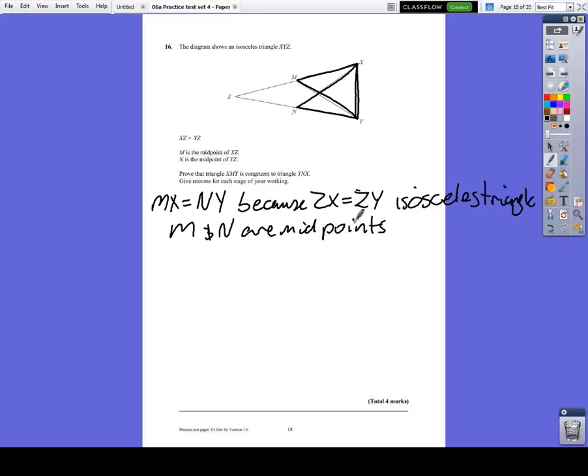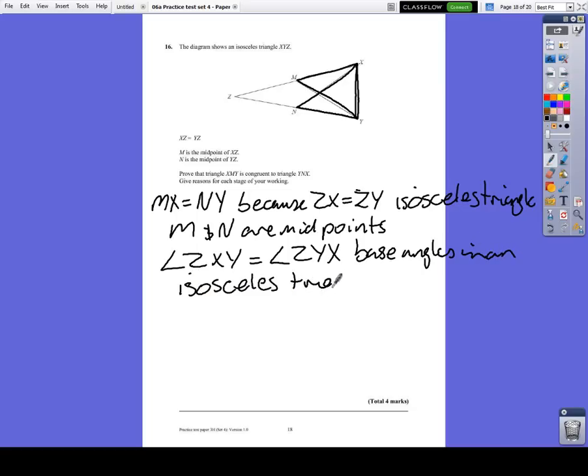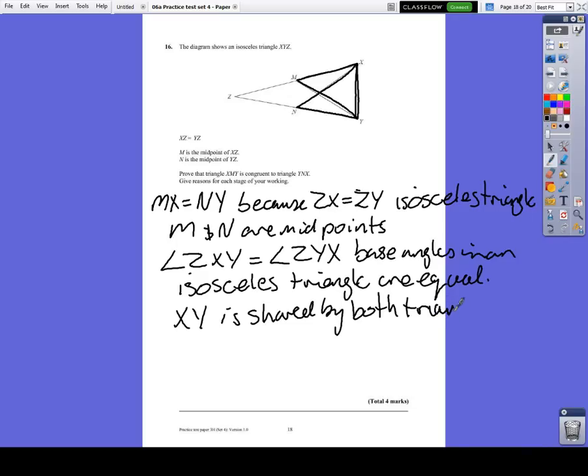I'm then going to say that they both have the same angle. So angle ZXY must be equal to angle ZYX. The reason for that is base angles in an isosceles triangle are equal. And then the final thing, like I said, I've got a side and an angle that are the same as each other, so I need another side to make that an SAS triangle. So we will say that XY is shared by both triangles. Therefore, they are SAS triangles, and therefore they are congruent.